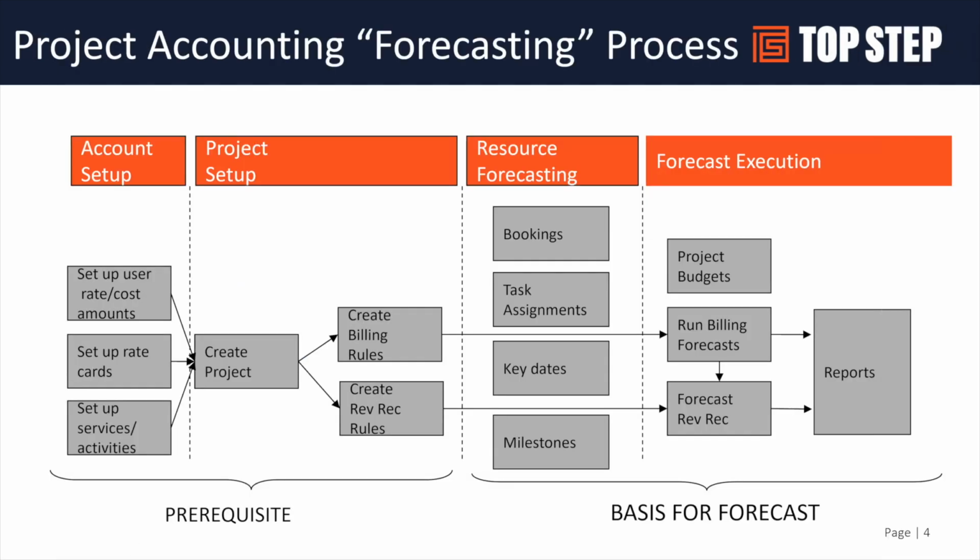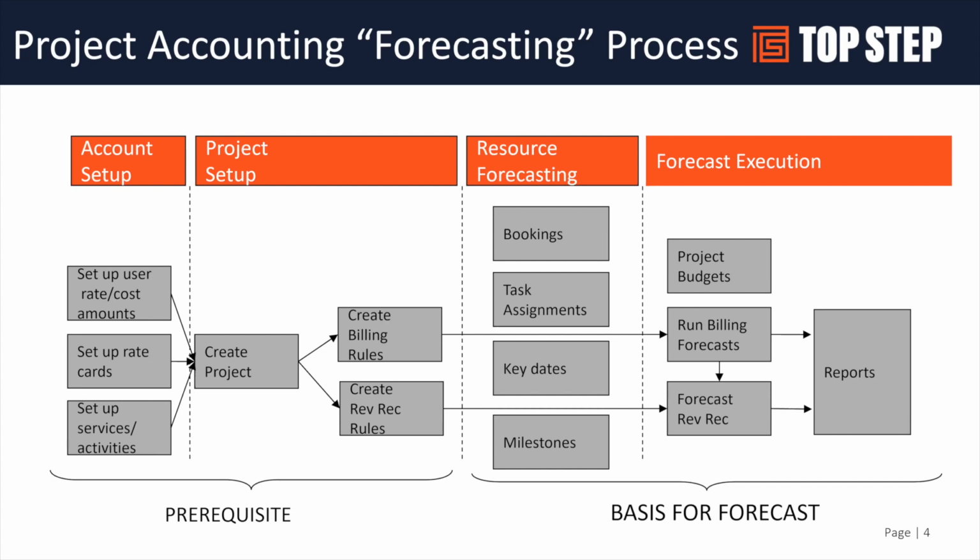So, a prerequisite for any forecasting reporting in OpenAir is obviously that you have to have users. Users could have costs if you're looking at future forecast project margin. Users can have default bill rates, or you can use rate cards or job codes. And as well, potentially, you have services set up in your system.